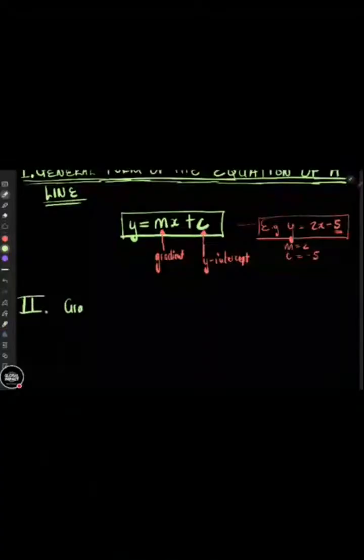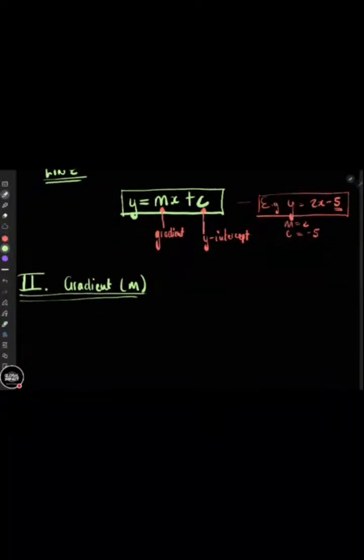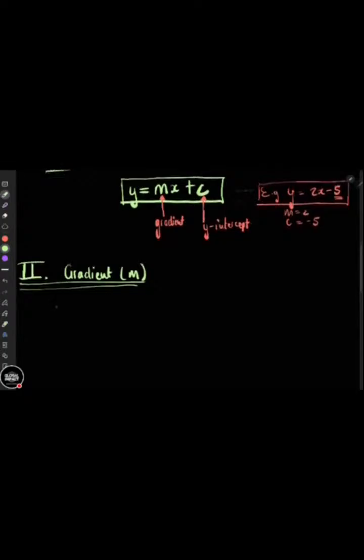Let's see how we find it. Remember, we'll do 6 things and we'll be done. So the next thing which we have to know is, how do we find the gradient, the m? How do we find that m? The gradient, how do we find it? Gradient, which is m, is equal to... let me first draw some lines so that you see an example of the situation you may have.